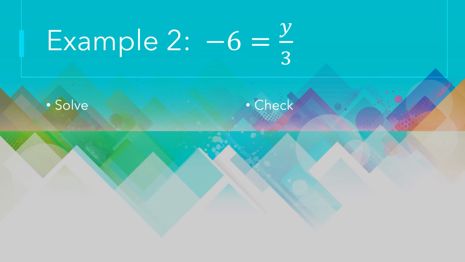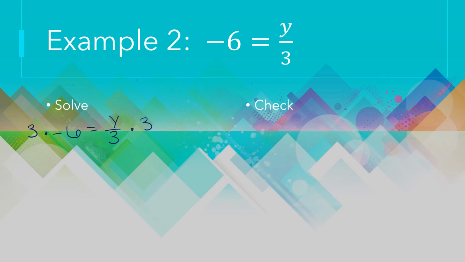Looking at this next example, we have negative 6 equals y over 3. Again, we're trying to get y by itself since that's the variable, and it's being divided by 3. The opposite of division is multiplication, and we want to multiply by 3 to undo that division by 3. We're going back to that property, so since we multiplied one side of the equation by a number, we must multiply the other side by the same number. Now we can go ahead and simplify both sides.